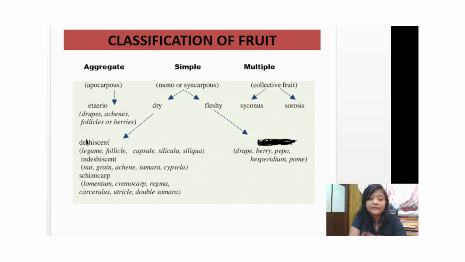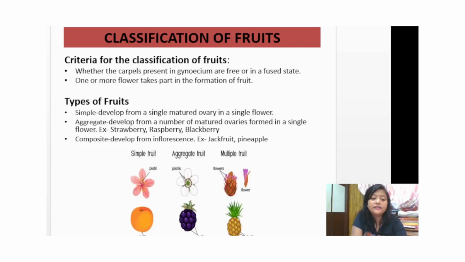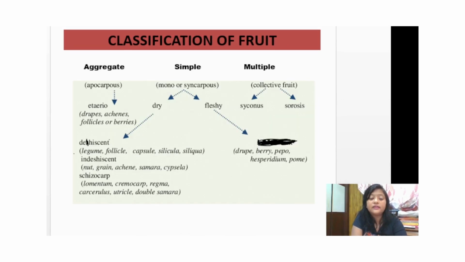So now we'll talk about the classification of fruit. So basically, as I've already told you on what basis the fruit is classified in my previous slide, the criteria and the type of fruit. So here I have just given you in details, okay, the type of the fruits and also the divisions of the fruits. So now see simple fruits. Okay, so basically they are mono or syncarpous. Out here, the carpels they are fused. Okay, so syncarpous is fused and apocarpous is free.